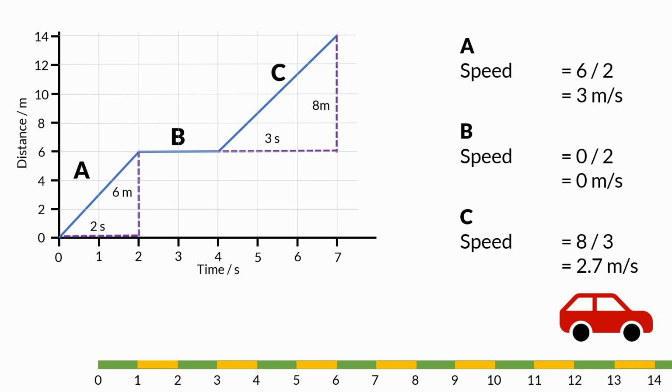So you can never simply add up the individual speeds of a journey and divide them by the total number of speeds to find the average. That does not work. The only way you can find the average is by doing the total distance divided by the total time.